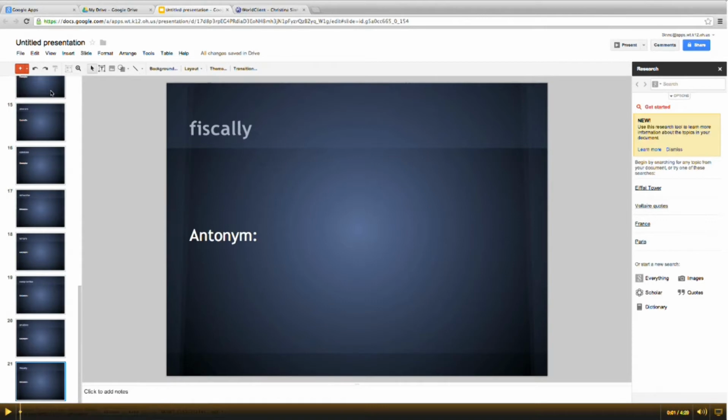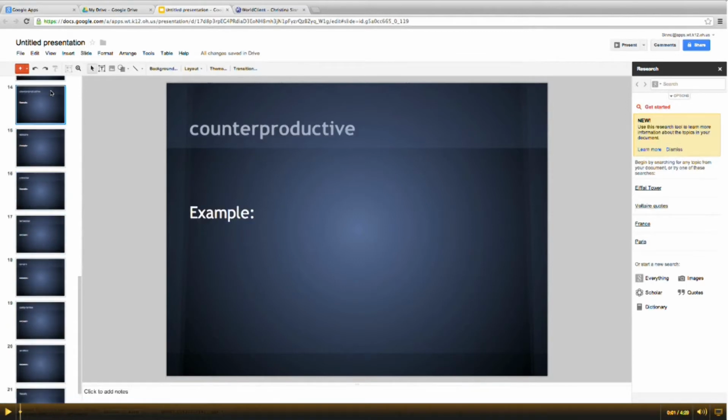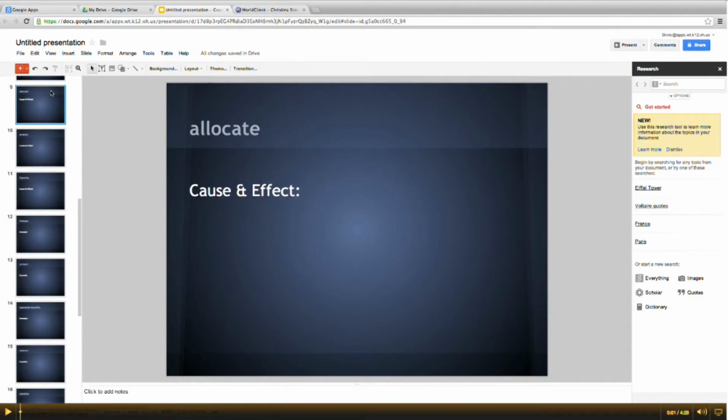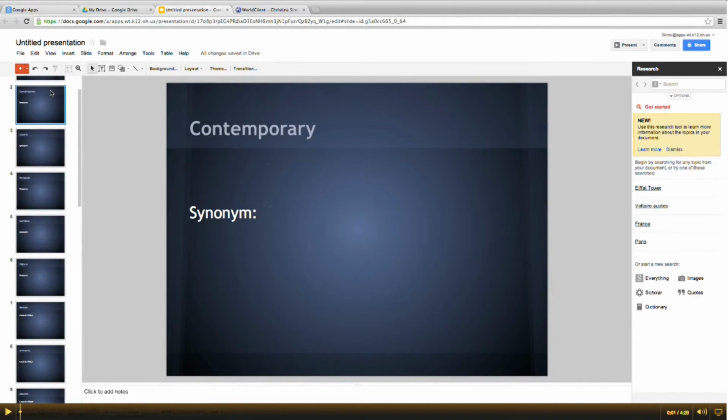Does everyone see that? Now notice that we had to use those 4 types each 5 times. So I just went through and assigned them. I have 1, 2, 3, 4, 5 antonyms. 1, 2, 3, 4, 5 examples. 1, 2, 3, 4, 5 cause and effects. And 1, 2, 3, 4, 5 synonyms. Does everyone see that? Yep.